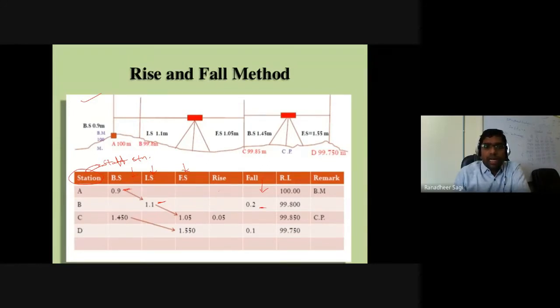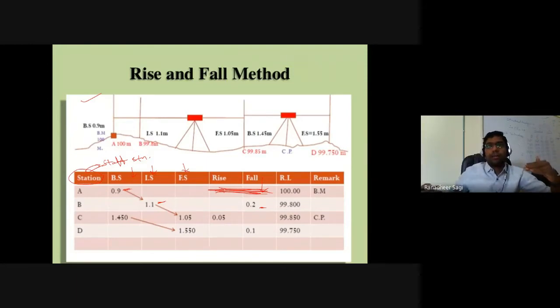See, under rise and fall, in the first row, you will not have any data represented. Why? Because you don't have any point before that first point. That itself is the first point, and the rise or fall value we calculate with respect to the first value to its next value, its immediate preceding value. So that's why we start writing the rise or fall data from the second row only.